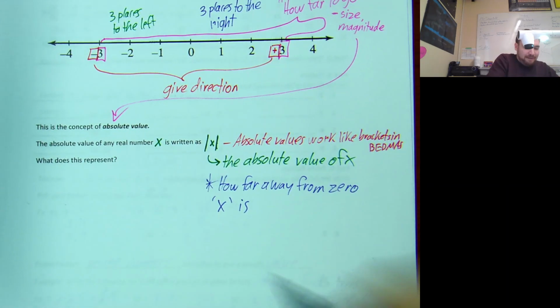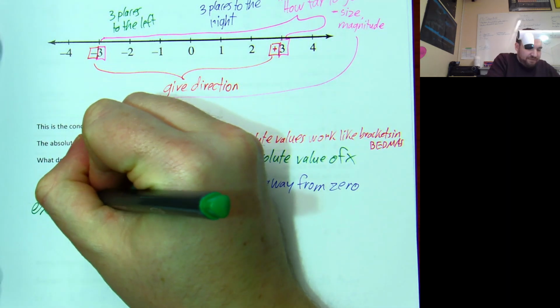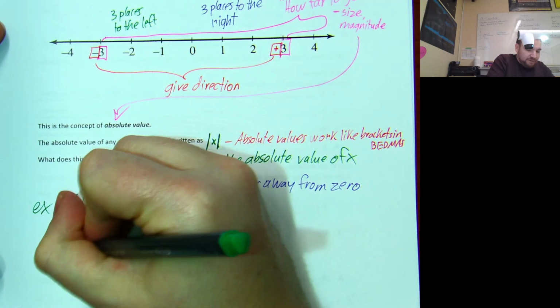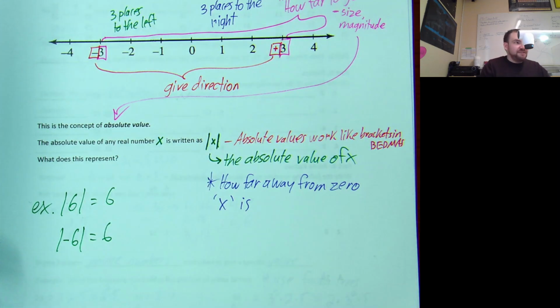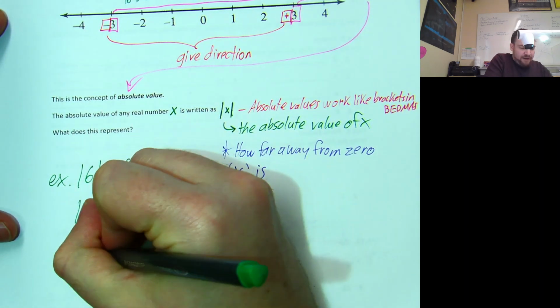Here we go, let's solve a couple examples. If I have the absolute value of 6, that's how I would say it. The absolute value of 6 is? Cool. How about the absolute value of negative 6? That's just 6, because negative 6 and 6 are both 6 away from 0. Let's make it funner. By funner, I mean more fun.